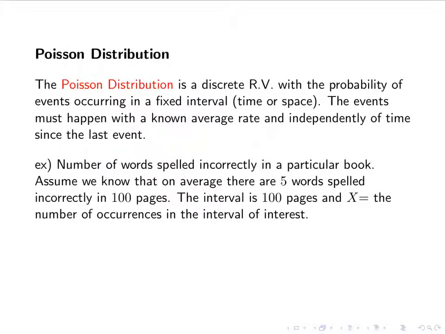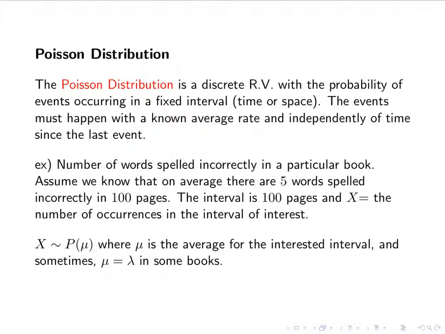So as an example, the number of words spelled incorrectly in a particular book. Assume we know that on average there are 5 words spelled incorrectly in 100 pages. The interval would be the 100 pages, and x would be the number of occurrences in the interval of interest.